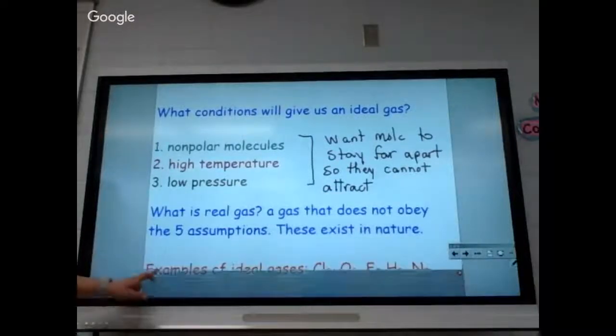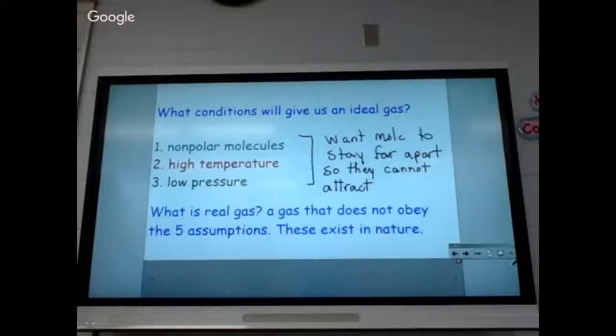So what's a real gas? A real gas just doesn't obey the 5 assumptions, and they're ones that really exist in nature. Okay? So, real gases are gases that do not obey the 5 assumptions, and they exist in nature.